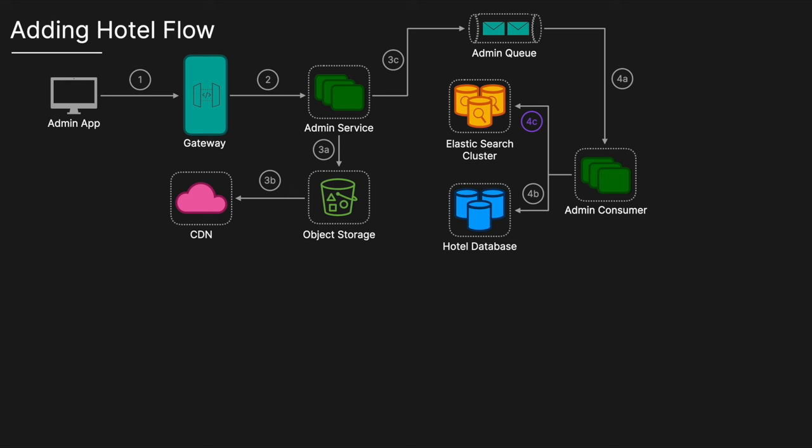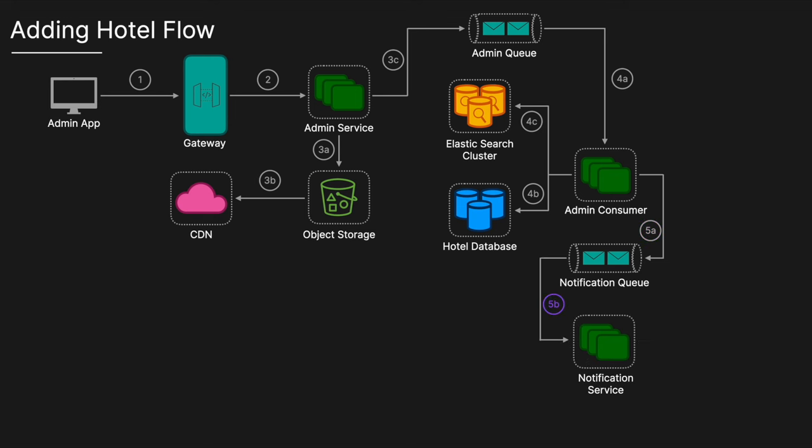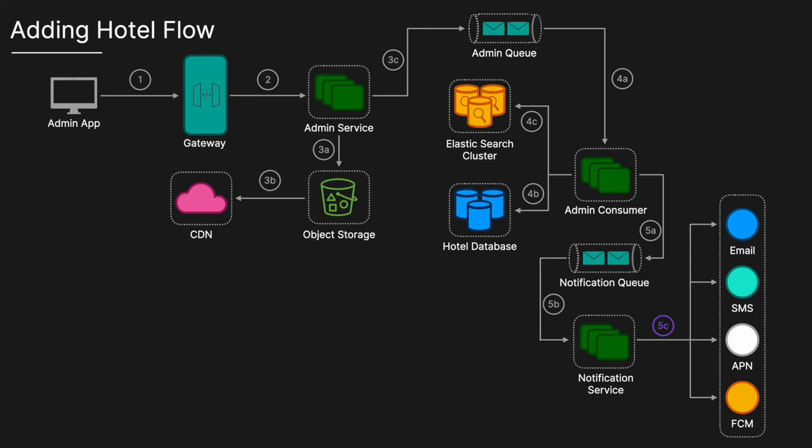And the use of idempotency keys would be useful to prevent duplicate processing of the same data. And so if an error were to occur, we could roll back the database transaction and log the error for further debugging, and maybe implement retry logic with exponential backoff and move the message onto a dead letter queue if retries fail altogether. So once the hotel is successfully added, the admin consumer can then add a message onto the notification queue. The notification service can then pull messages off the notification queue and notify users via the relevant third-party providers, e.g. Mailjet for email, Apple Push Notification Service for iOS, and Firebase Cloud Messaging for Android.